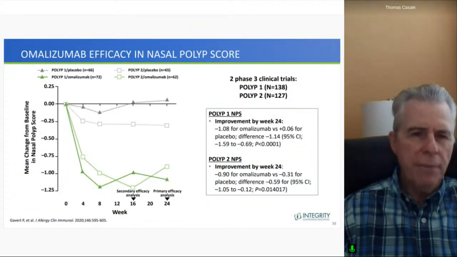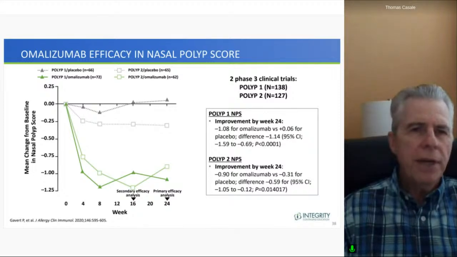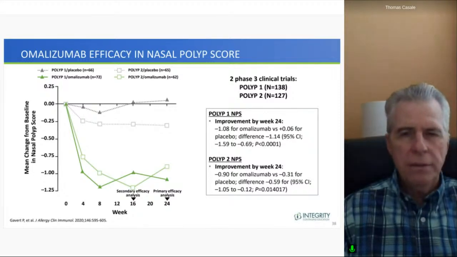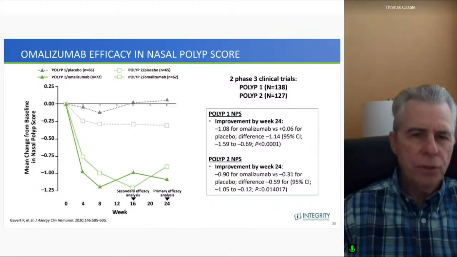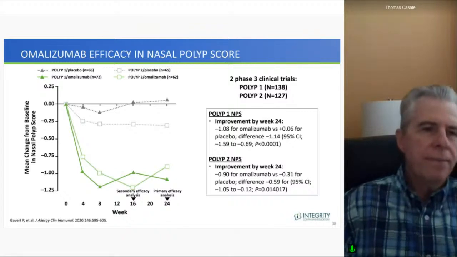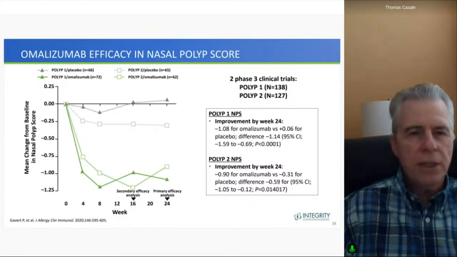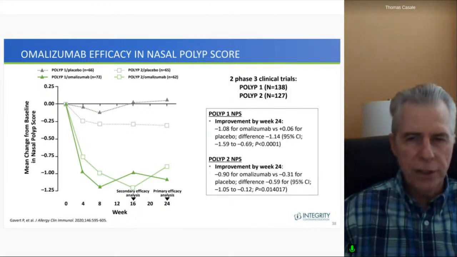How about omalizumab? It's a 24-week study, and again, in this case, omalizumab is dosed based on body weight. So what you're seeing in POLYP 1 and POLYP 2, at the end of 24 weeks, the primary efficacy endpoint, that is nasal polyp score, was decreased by about 1. So not quite as much as what we saw in dupilumab, but still a clinically meaningful reduction.